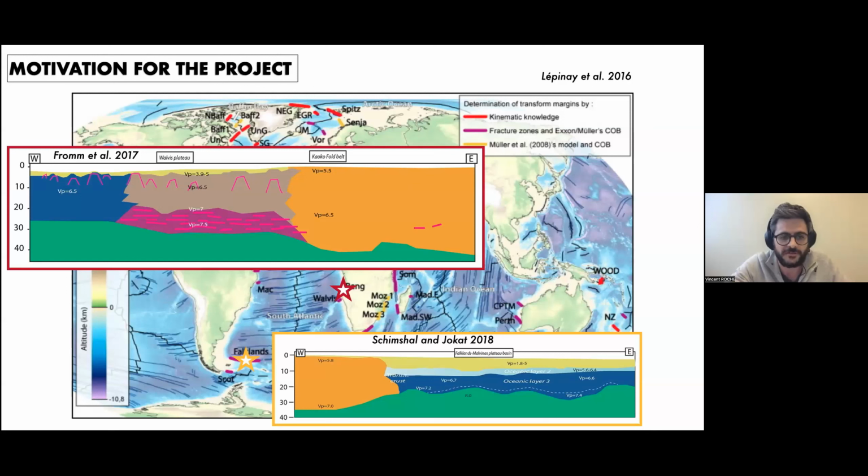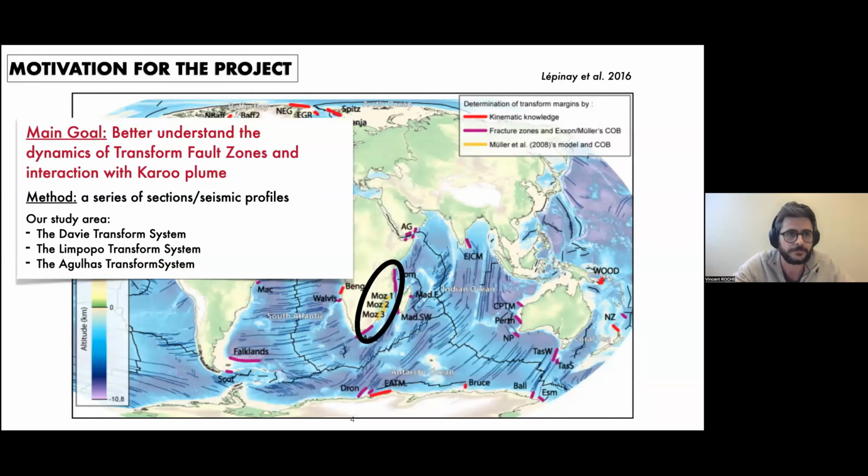In addition, the rifted divergent margins still show and constrain distal margins and breakup edges, which probably does not facilitate the global understanding. So here, the main goal is to better understand the dynamics of the transform fault zones and the interaction with the Karoo plume, which is just located in this area, using a series of different refraction seismic profiles. I will show you some nice examples of three transform systems. The first one is the Davie, then the Limpopo, and then the Agulhas.